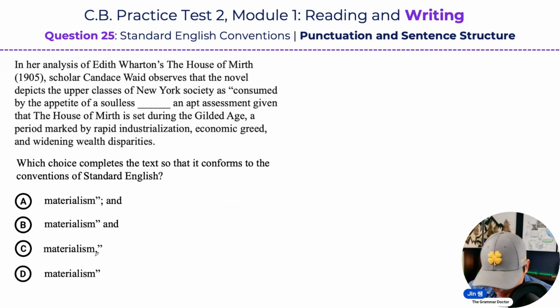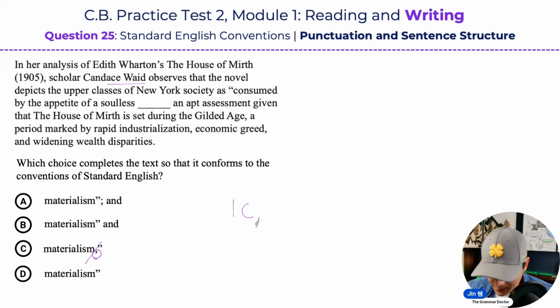First of all, let's take a look at answer choice C here. I'll explain why this is right. This is going to take some explanation, so you want to listen carefully here. We have the independent clause, which says, "Candace Wade observes that the novel depicts the upper classes of New York society as consumed by the appetite of a soulless materialism." That's your independent clause, okay?